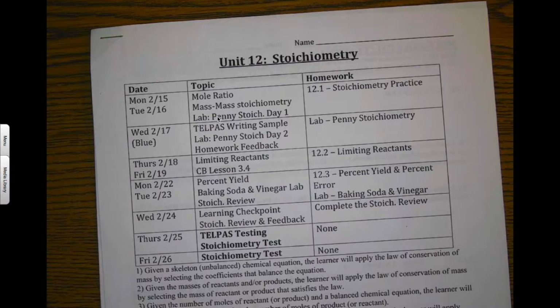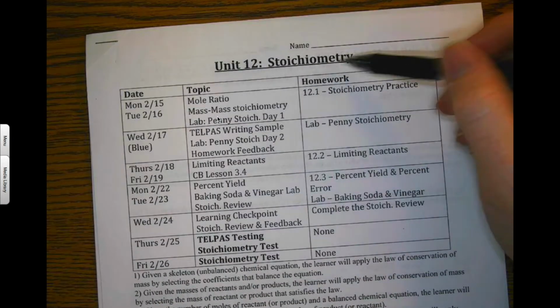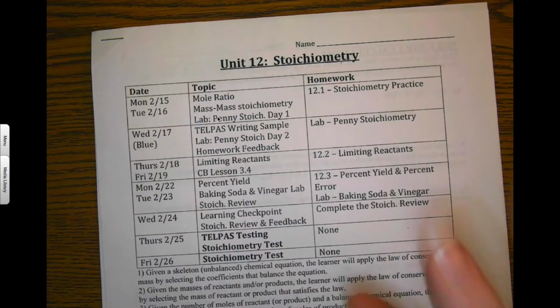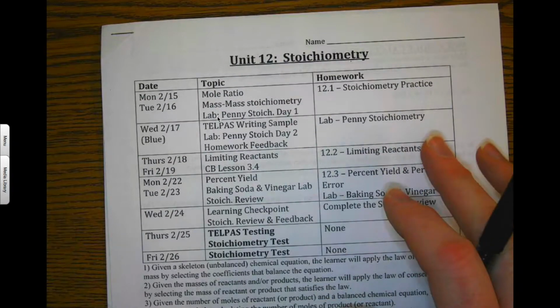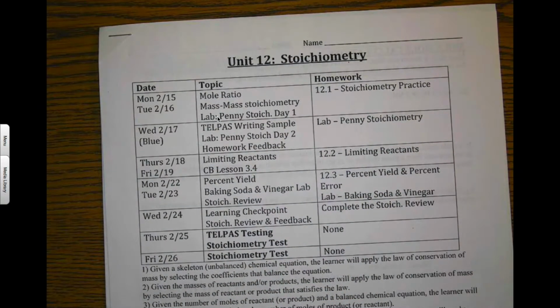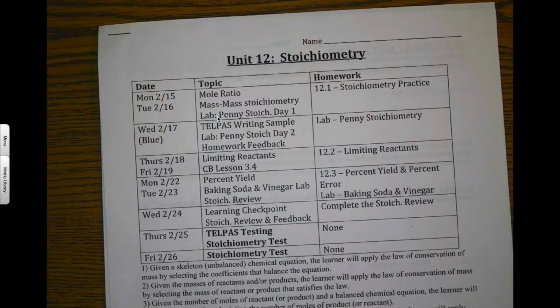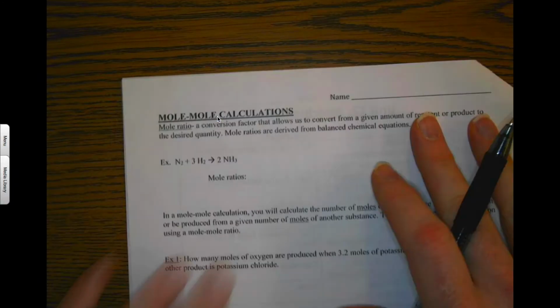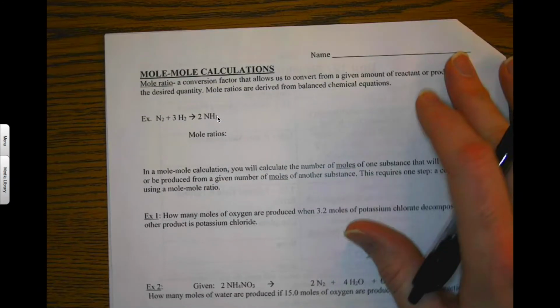Now, stoich means the amount, and then metry or meter means measure. So you're measuring the amount. This is going to be all about unit conversions, and we're just finding the amounts of substances in a chemical reaction. So first, let's start off with the mole ratio in the mass-to-mass stoichiometry. Here we go. So a mole calculations.